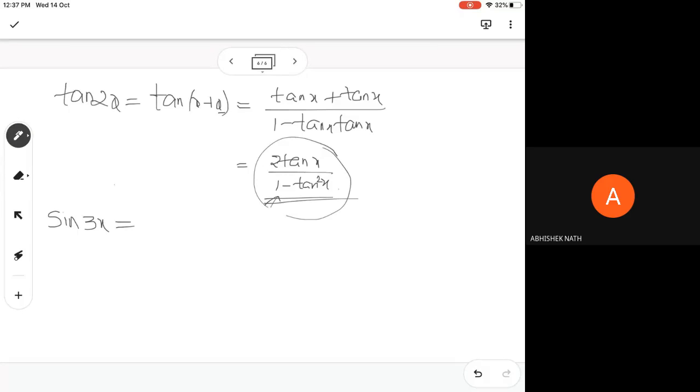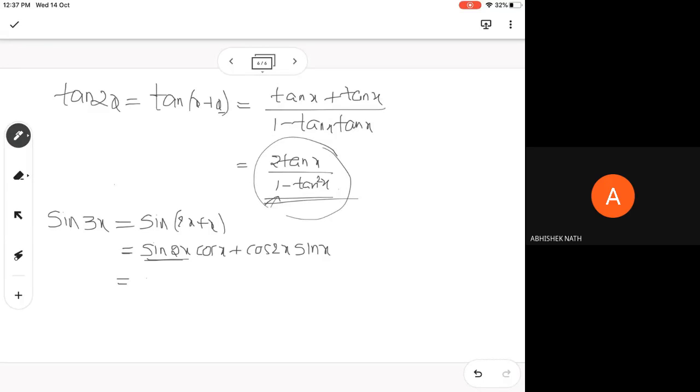Sin 3x, let us see. So sin 3x formula is sin 2x plus x. In the place of x, 2x is there. In the place of y, x is there. So sin x plus y formula is sin x cos y plus cos x sin y. So you should convert everything in the form of sin. So पहले ये sin 2x है.